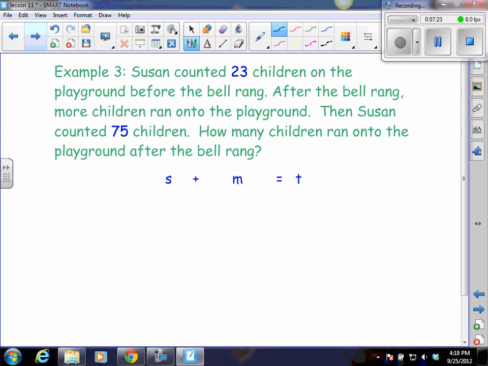We can take a look at one more problem to help us through this. It says Susan counted 23 children on the playground before the bell rang. After the bell rang, more children ran onto the playground. Then Susan counted 75 children. How many children ran onto the playground after the bell rang?